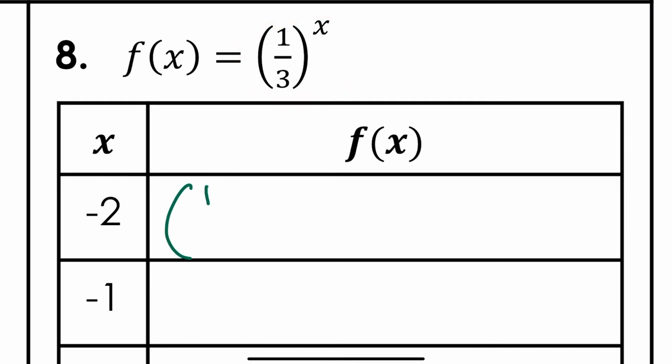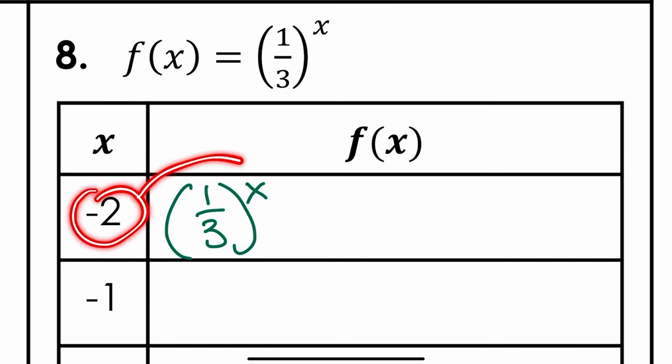Okay, so I'm going to take my function and I'm going to put it down here. So I have parentheses 1 over 3 to the x power. But remember, instead of x, you want to replace it with whatever x is given to you. So we got -2. I'm going to swap that out for my x. Boop. -2. And I'm going to solve it from here. So to do this, like I said, I'm going to use my calculator. I want to have you do the same thing.